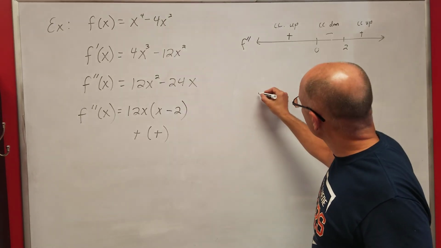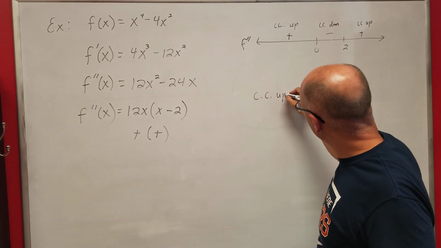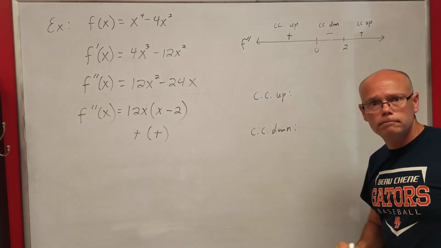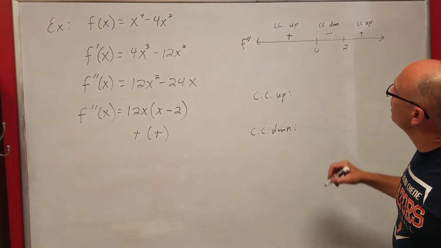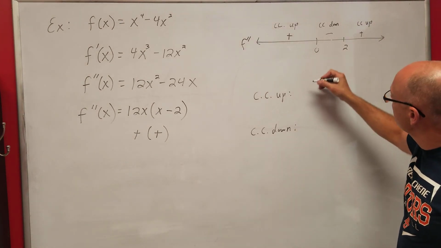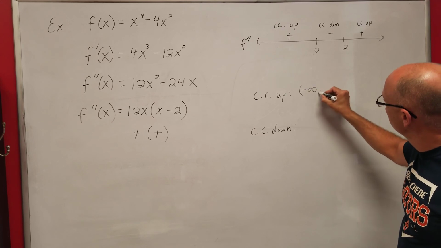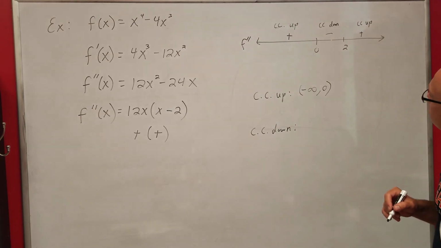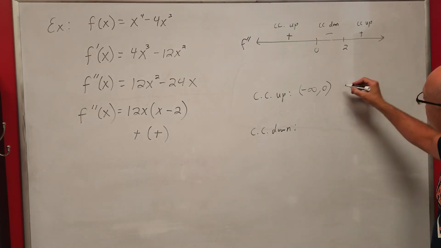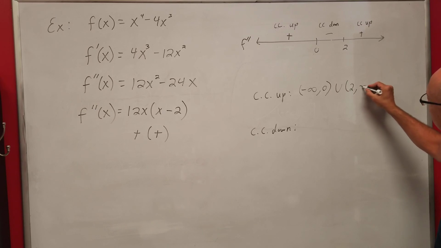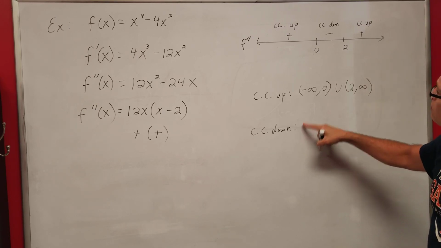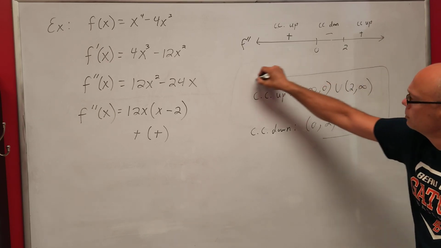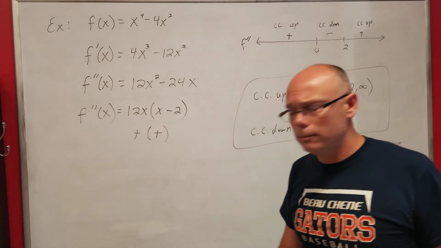Now, let's list the intervals. I'm going to abbreviate concave up and concave down. All right, so concave up from -infinity to 0, and we use strictly parentheses for concavity. And it's concave up from 2 to infinity, right? Where's it concave down? From 0 to 2. I found where it was concave up, where it was concave down.